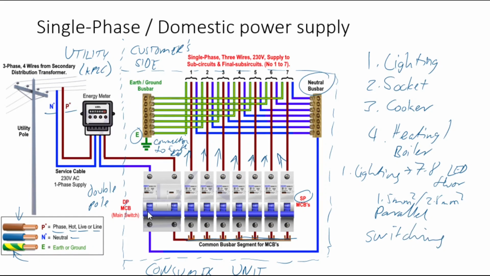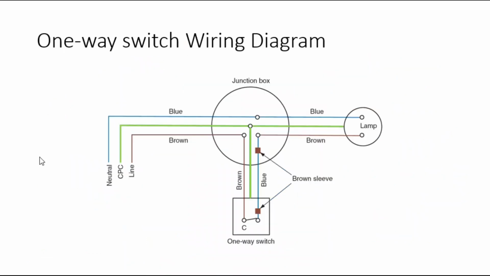In the next few slides, first of all, you have one option, which is your one-way switch wiring. So in this case, you have a neutral. CPC is earth, that is called CPC, the circuit protective conductor, or simply put, the earth, which is yellow and green.